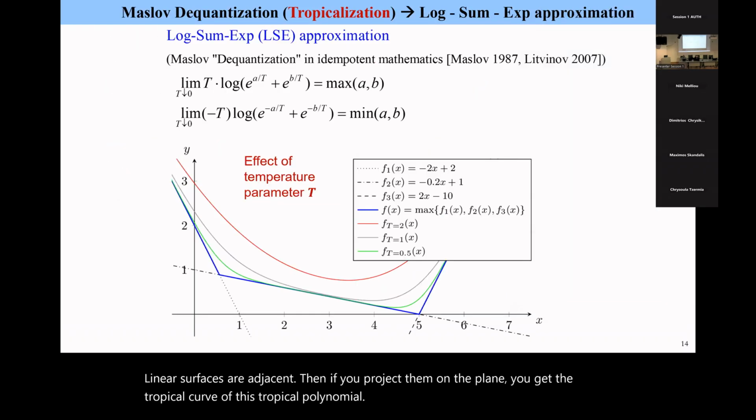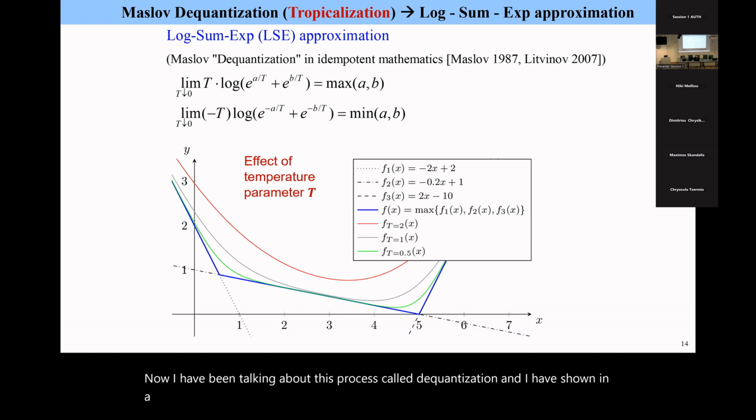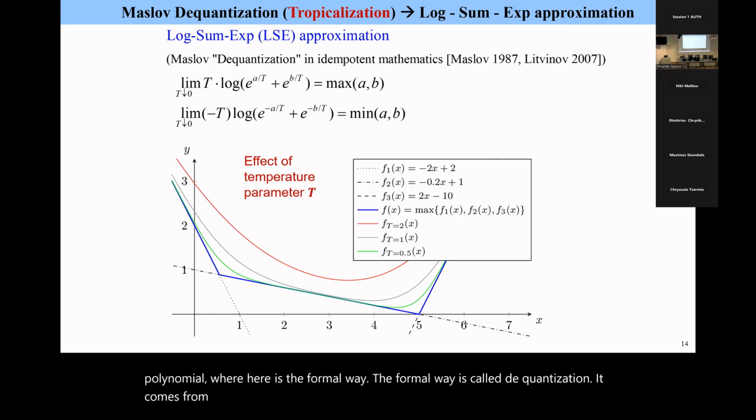Now, I have been talking about this process called dequantization, and I have shown in a kind of heuristic way how to go from a Euclidean polynomial to a tropical polynomial. Here is the formal way. The formal way is called dequantization. It comes from Maslov and his group of idempotent mathematics.